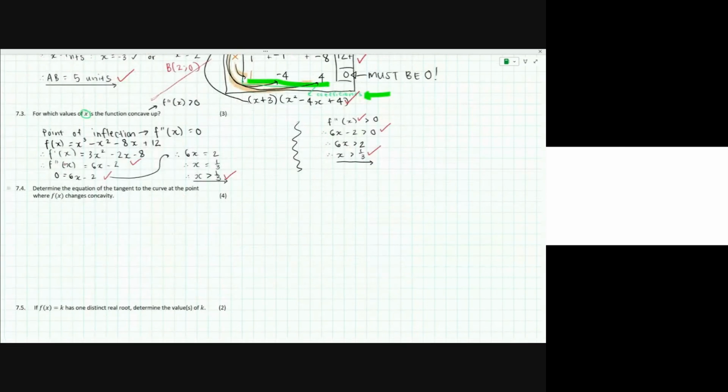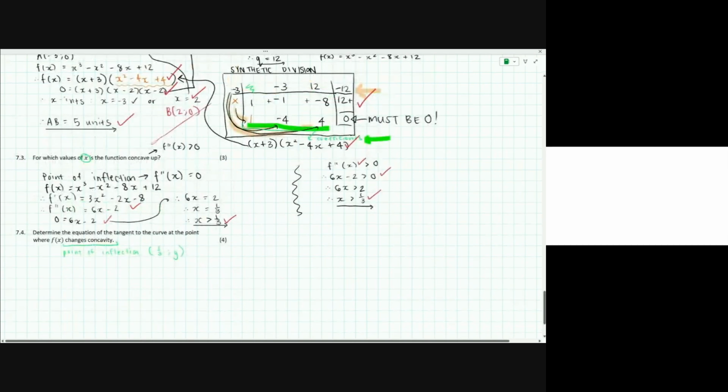7.4 then asks, determine the equation of the tangent to the curve at the point where f of x changes concavity. So we know already that at the point where a graph, specifically a cubic function, changes concavity, this is our point of inflection. And we already know that this has an x coordinate of a third. Obviously, if you've worked out y, great. If you haven't, that's also not the end of the world.